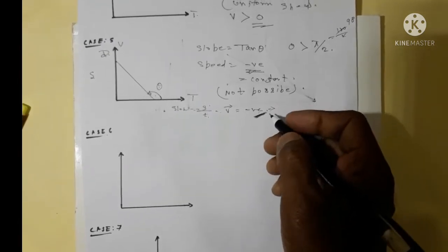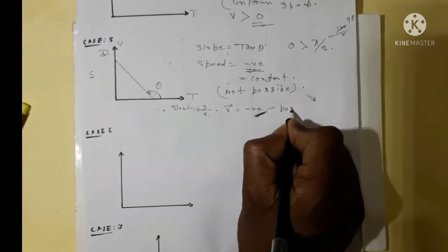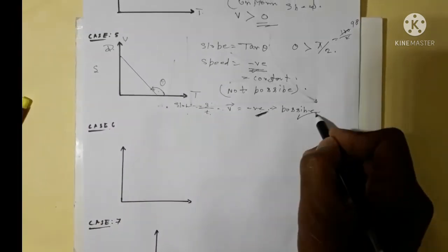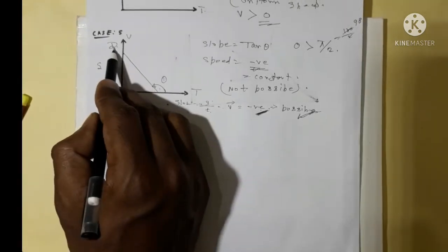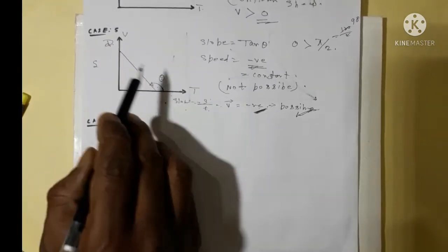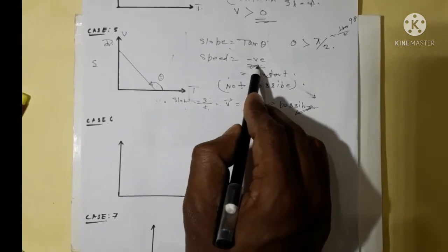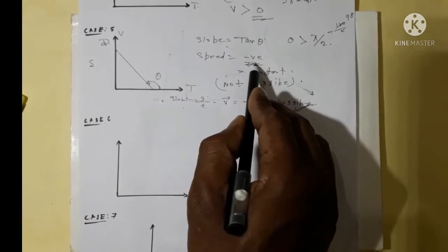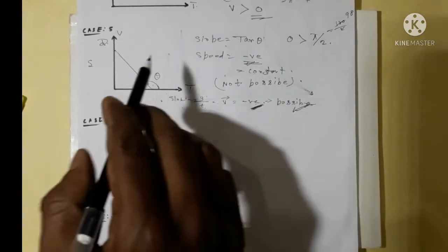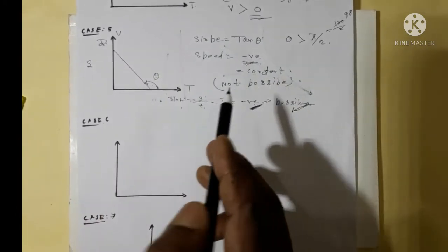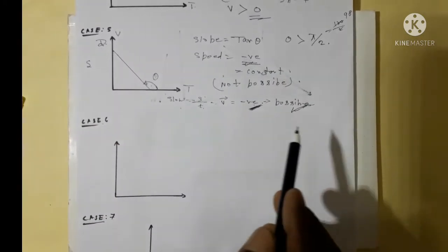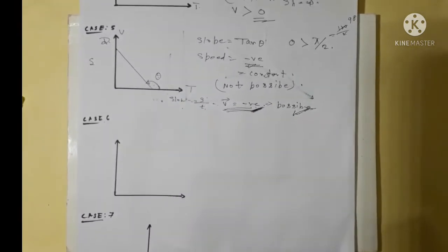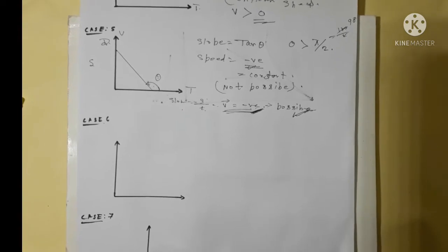So this type of graph is possible. If it is displacement by time, then this type of graph is possible. If it is distance by time, then speed would be negative. Speed is never negative, so this type of graph is not possible. So this type of distance by time graph is not possible, but the displacement by time graph is possible because velocity may be negative or 0, as I discussed in the previous lecture.